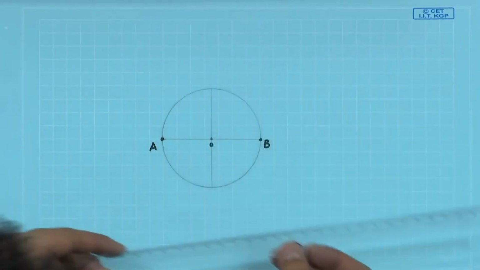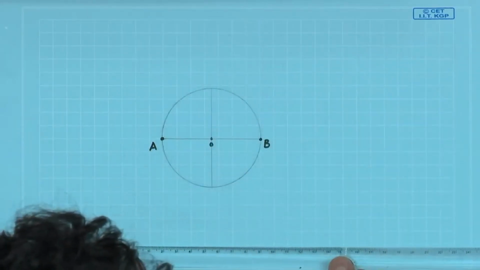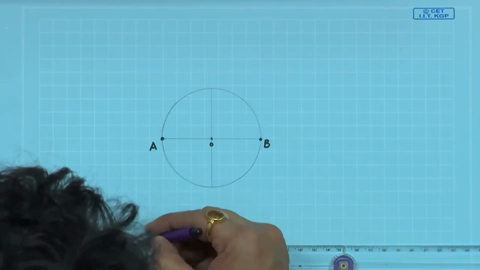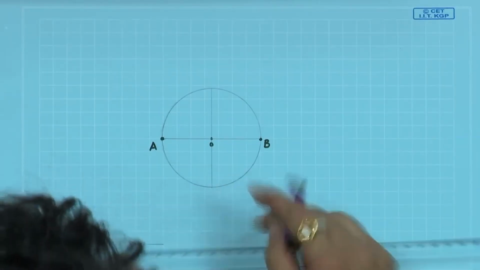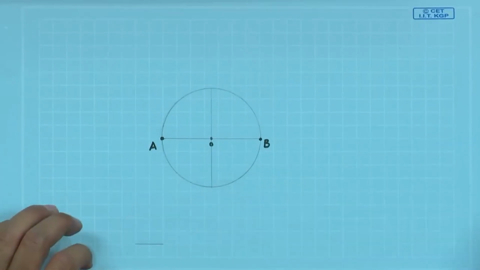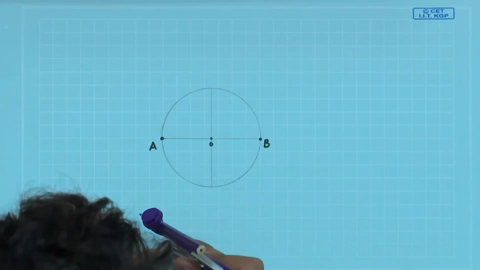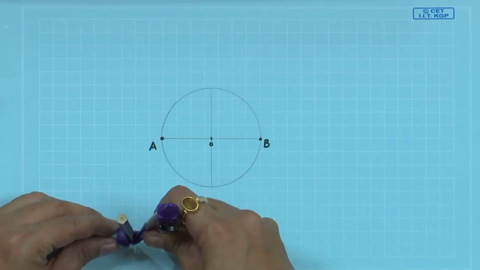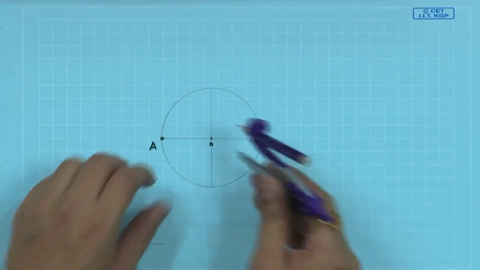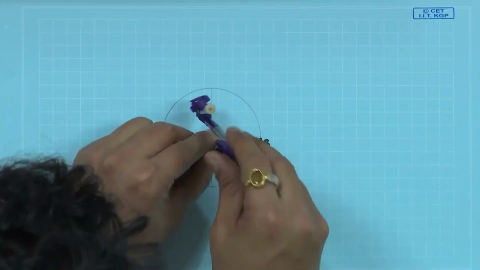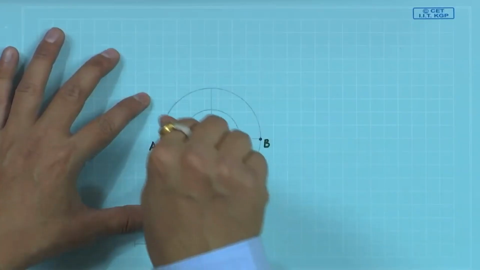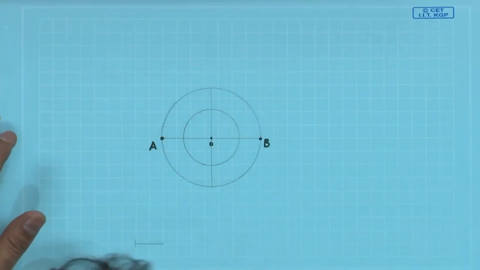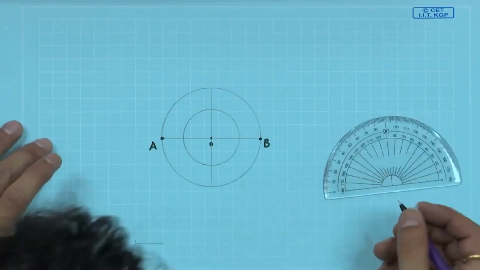After that we have to draw a 40 mm diameter circle, that means 20 millimeters radius we are going to pick. This is 20 mm. So, carefully pick, measure. 20 mm. From here draw a circle. After that we have to divide this one.